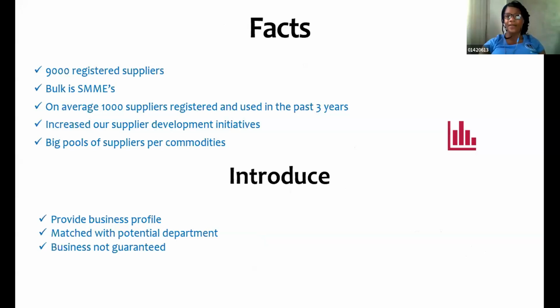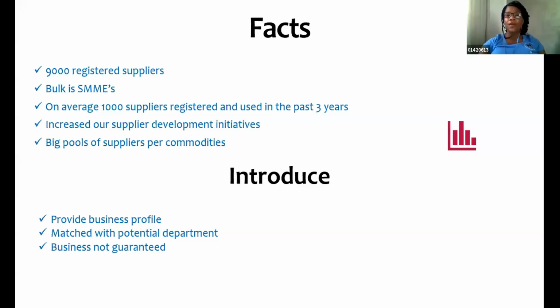We've got 9,000 registered suppliers. I oversee the 9,000 vendors and the more that are being processed. And on average, 1,000 suppliers have been registered and used in the past 3 years. That is a fact. We've registered and used an average of 1,000 new suppliers in the past 3 years that we have put on our system.